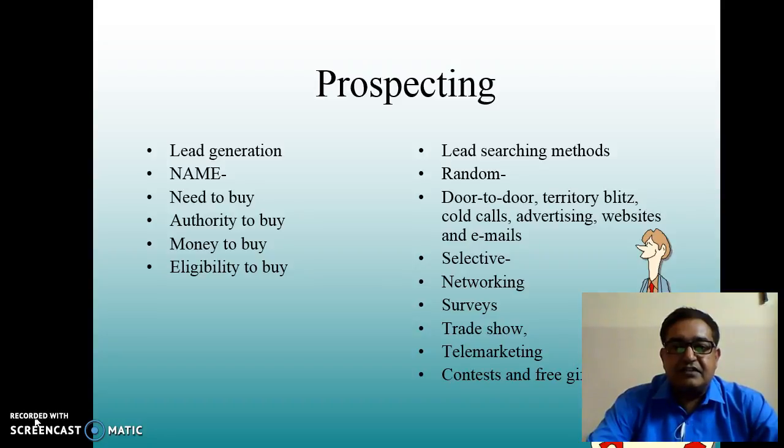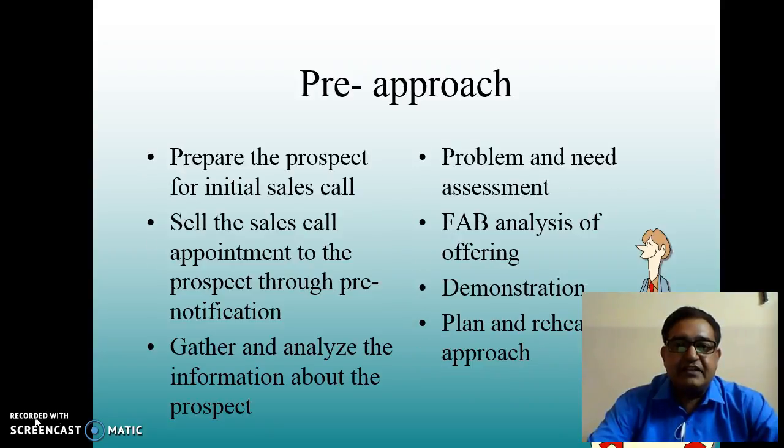Selective, like from your networks, or the networks which you have developed, you can get certain kinds of leads. Or you are getting a lead from surveys, from trade shows, telemarketing, or contests, as well as from free gifts. So these are certain methods, random as well as selective, by which leads can be generated.